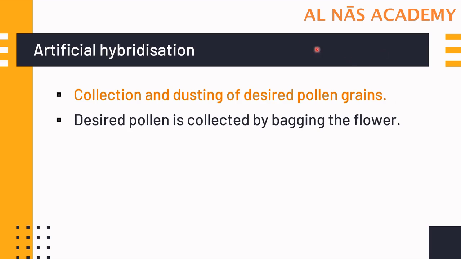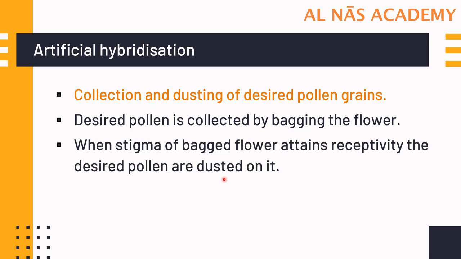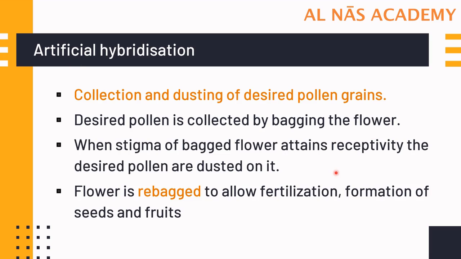The pollen grains from the desired plant are collected by bagging the flower. So once the anther dehisces, the pollen grains are collected in the bag, and when the stigma of the bagged flower attains receptivity, the desired pollens are dusted on it. The flower is rebagged and allowed to fertilize, that is, fertilization takes place. Formation of seed and fruit takes place.